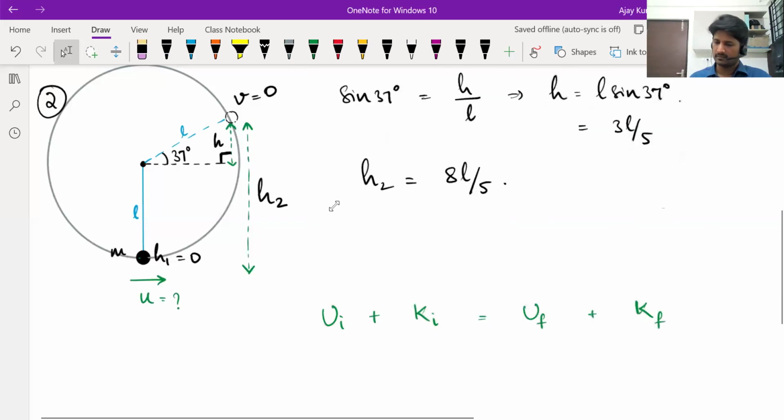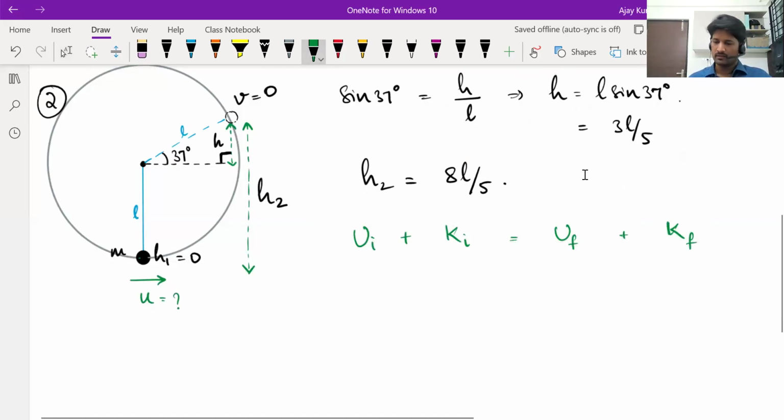Third, U will have to find. So the final U will be 0. The initial... wait. In the mechanical energy equation, what does U stand for? Sir, the potential energy. So talking in terms of potential energy, not the speed.